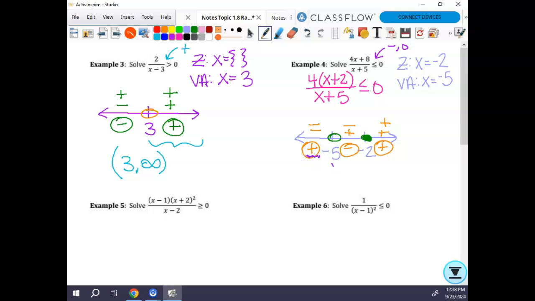So we want the negative part right here. And as far as whether or not the 0 part, that should already be taken care of because you already did your open and closed. So we're going from -5 to -2. This tells me this is open. This tells me this is closed. Okay? We good with that?